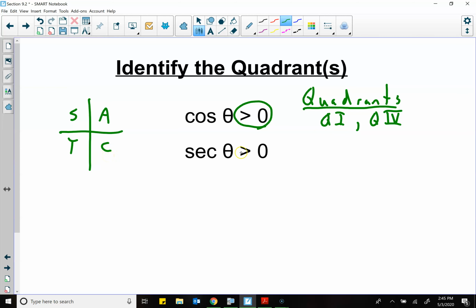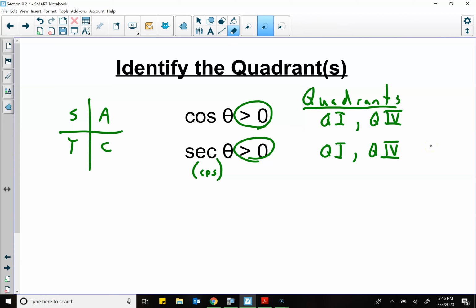Okay? Down here, so secant, you have to remember who is its reciprocal. The reciprocal of secant is related to cosine. So whatever cosine does, secant does. Well, we already know those answers. Secant is positive, because that's what this says, positive in quadrant 1 and in quadrant 4. So, what quadrants satisfy both of these? Well, they both share quadrant 1 and quadrant 4.